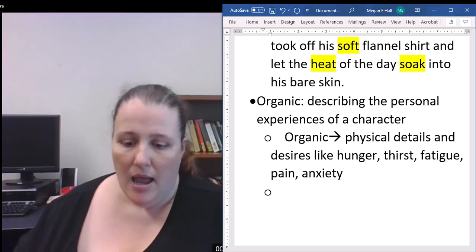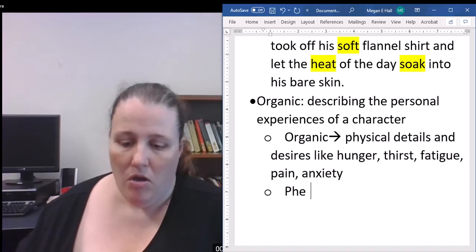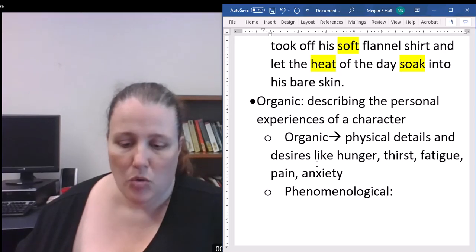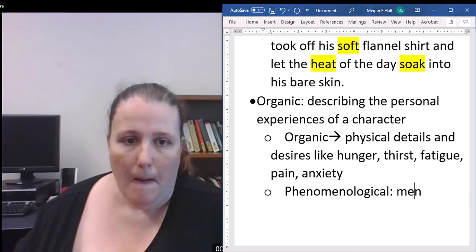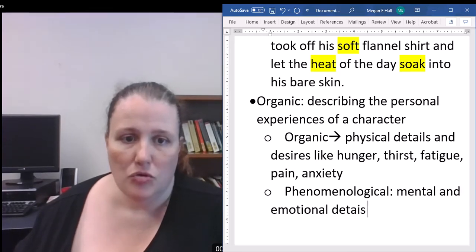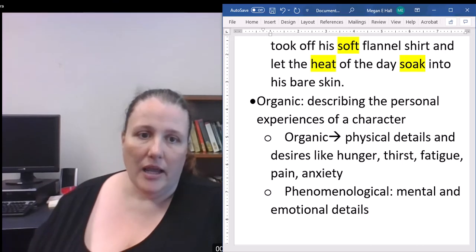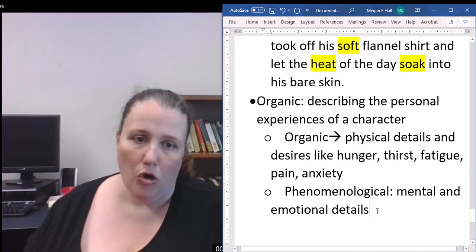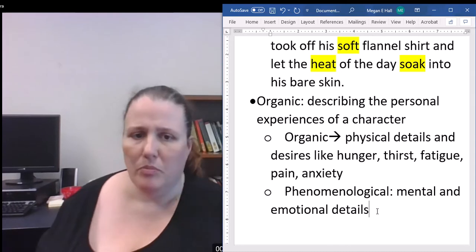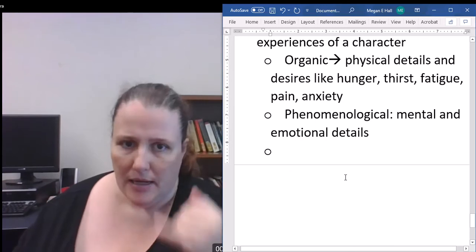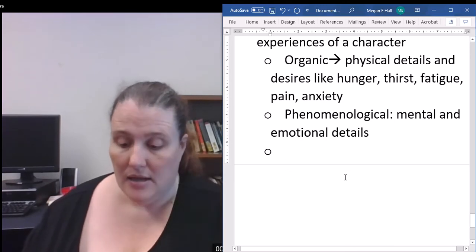anxiety, the physical things of anxiety, rapid heart beating, things like that. Sometimes people have another word, phenomenological, and that has to do with the mental and emotional details. Now, I tend to use the word organic for both, because if you think of something like anxiety, there are physical things, but there are also mental and emotional things there. So you have both terms.